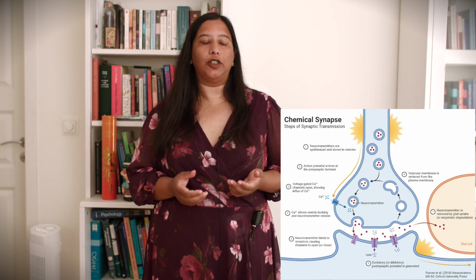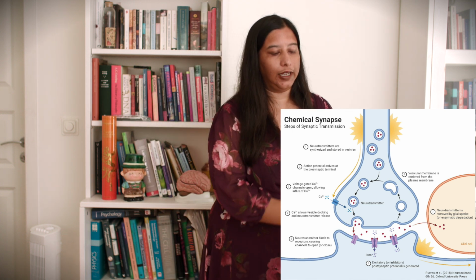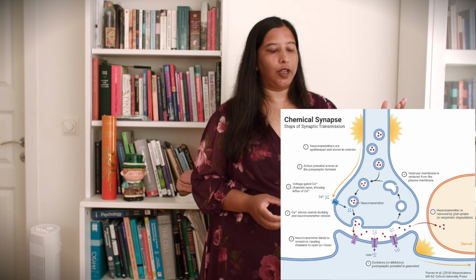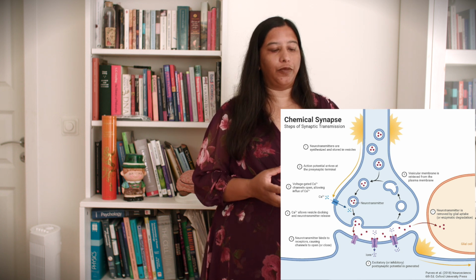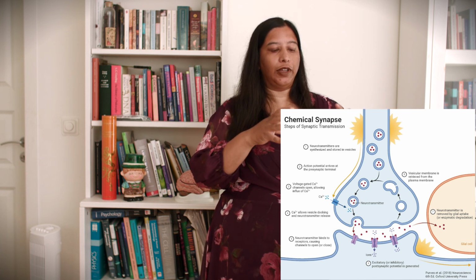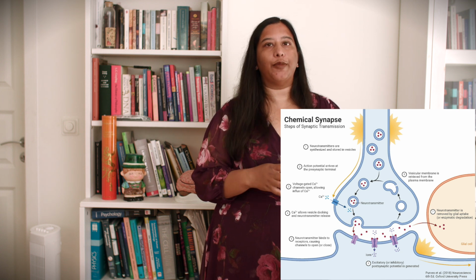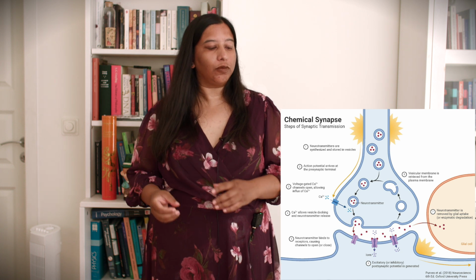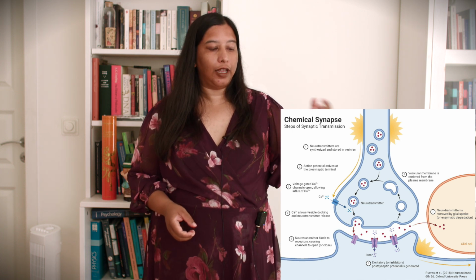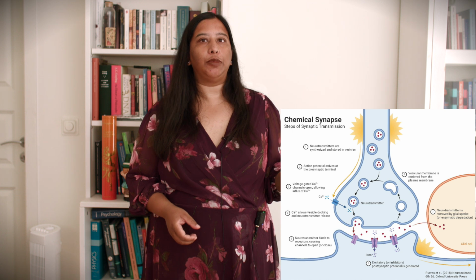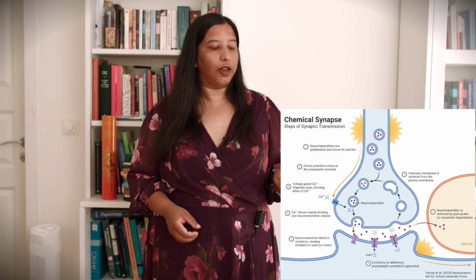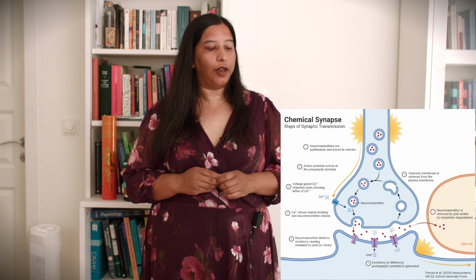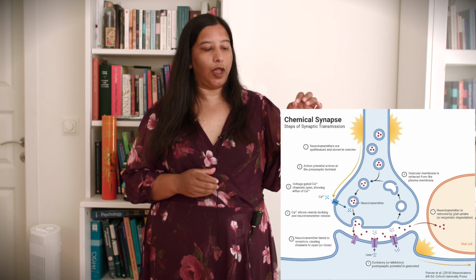Chemical synaptic transmission can be roughly divided into these 8 steps, from the synthesis of neurotransmitters to the traveling of filled vesicles to the plasma membrane and to the termination of the signal. In today's lecture, I will go through each of these steps a little bit at a time. And in the future, we will focus on each step individually.